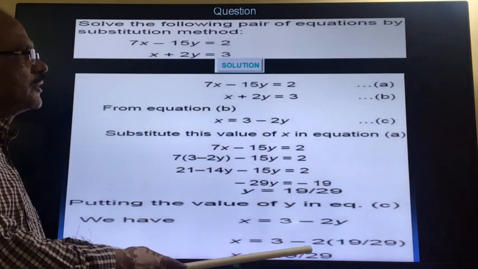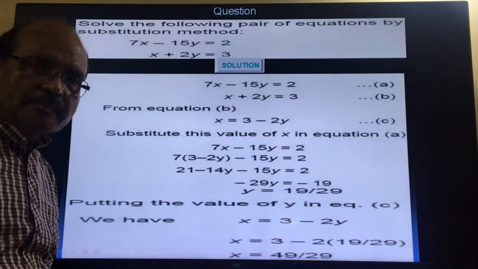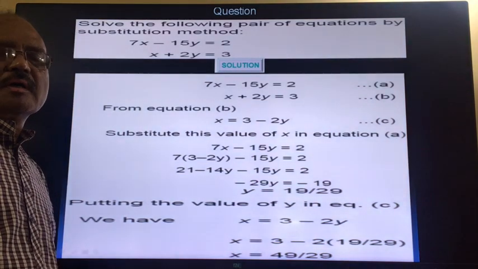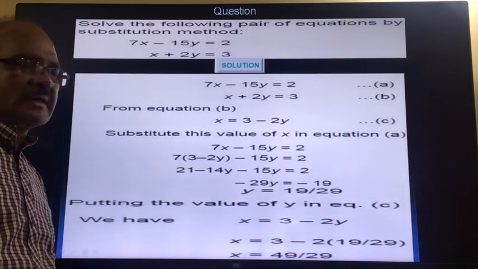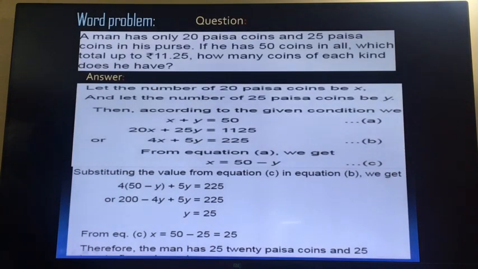These two values together form a single solution. So this is the solution of these two equations by substitution method. So I taught you the first algebraic method. This is substitution method. Now you can understand this by this word problem also.